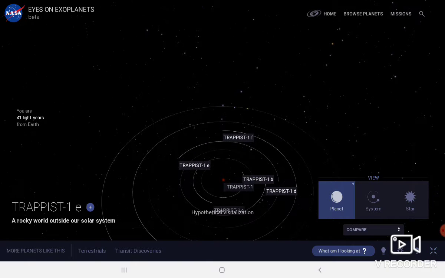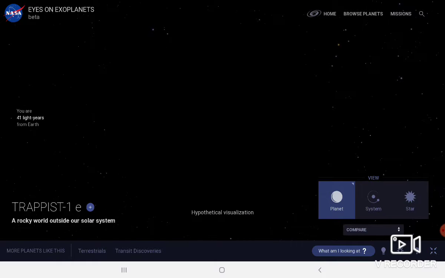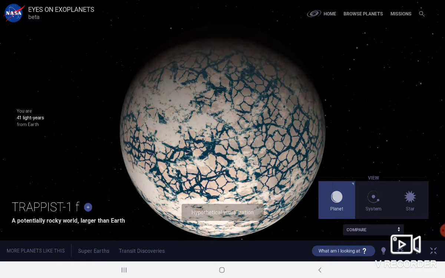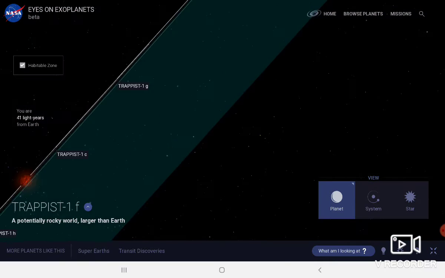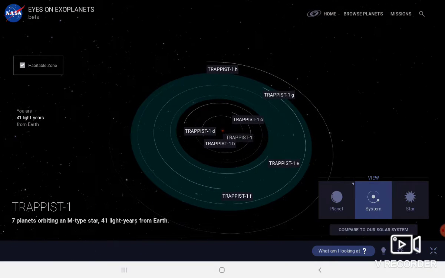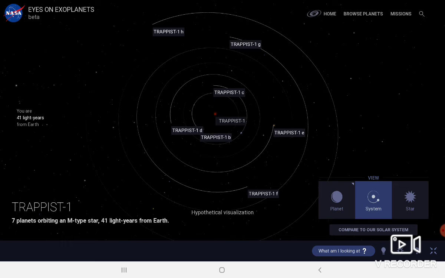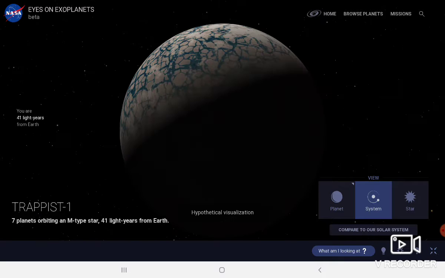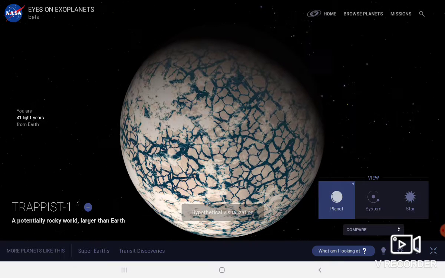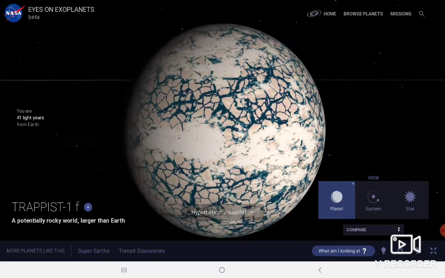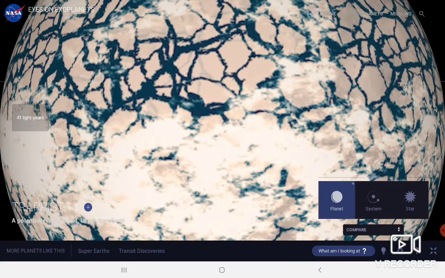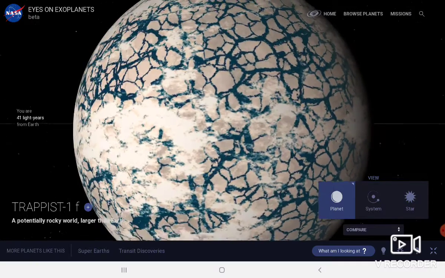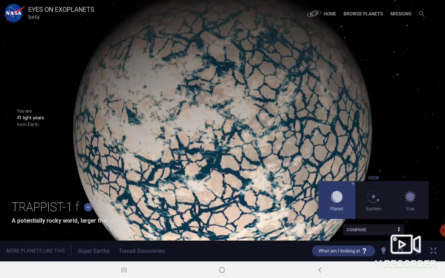First is TRAPPIST-1F. TRAPPIST-1F lies in the habitable zone. It is the 5th planet from the TRAPPIST-1 star, and you can see also that the water is like in lines.